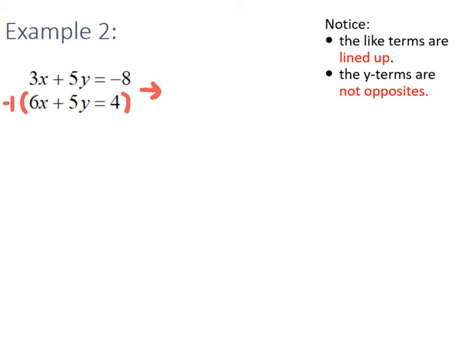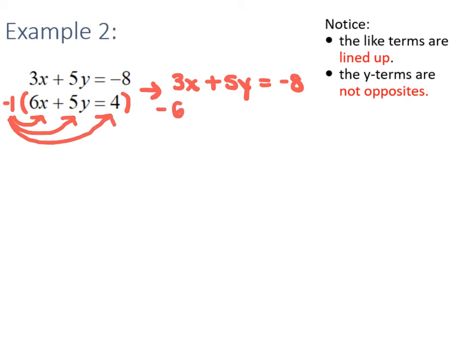my first equation will stay the same. So it'll become 3x plus 5y equals -8. And in the second equation, I'm going to multiply everything in this equation by that -1. So it'll become -6x minus 5y equals -4.